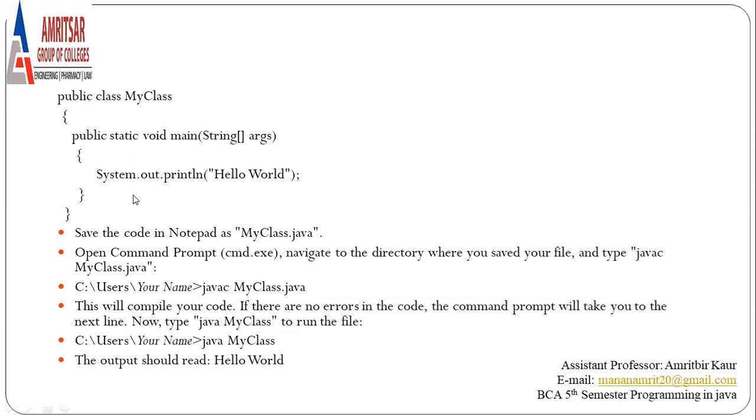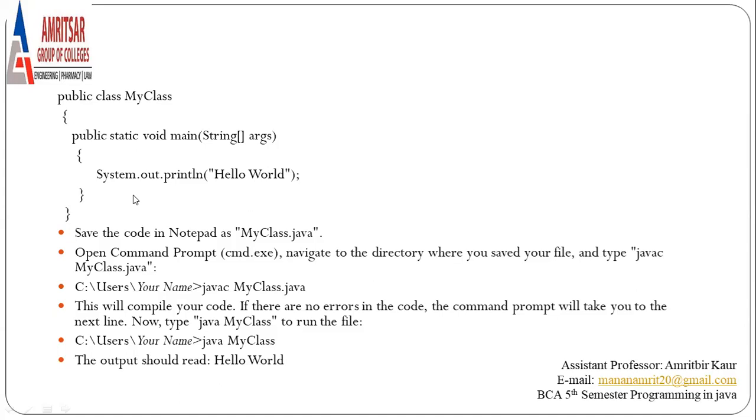So after writing the program, we will save it. Now we will save this program as capital M, y, capital C, l, a, double s, dot java. Because our file name must be the same as the class name, which contains the main method. And here the .java extension is used for a Java program.